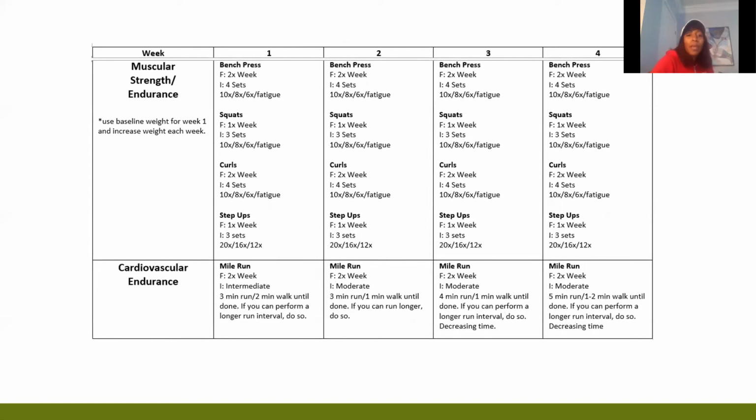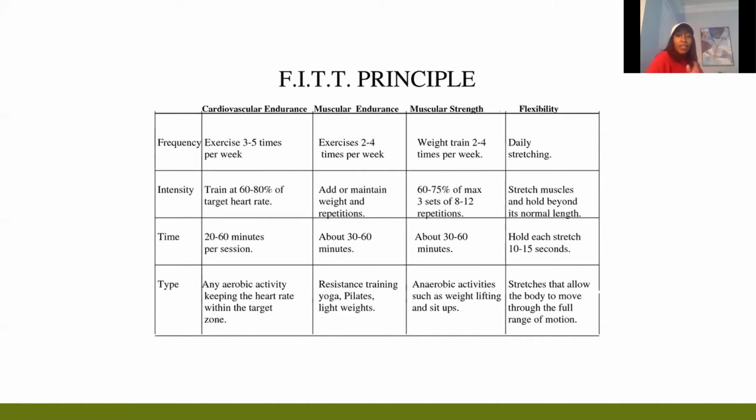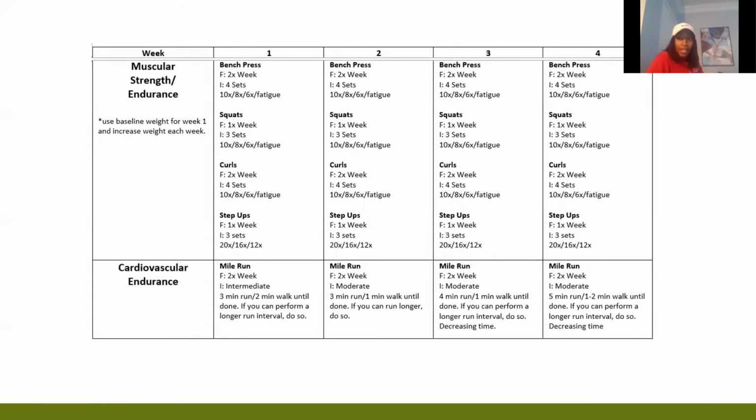So right here is an example of a strength and conditioning workout. At the top, we have our muscular strength and endurance workouts. We have bench press, squats, curls, step ups, and we're doing this by week. So week 1, week 2, week 3, week 4. And this says 2 times per week. And if we recall from the previous slide, 2 to 4 times per week, we train 2 to 4 times per week. So we're within that range.